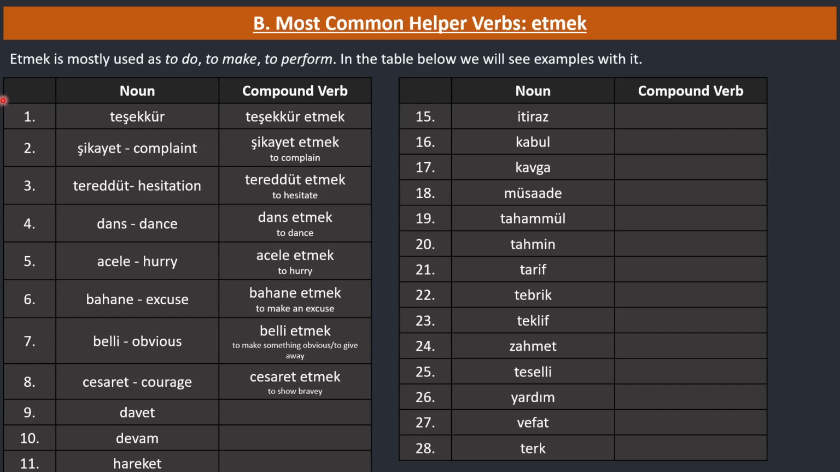So, when you can't have the courage to do something. Mesela, dışarıda kavga var. There's a fight outside. Dışarı çıkmaya, dative, dışarı çıkmaya cesaret edemiyorum. I can't show bravery to go outside, so I am scared. I can't go outside.